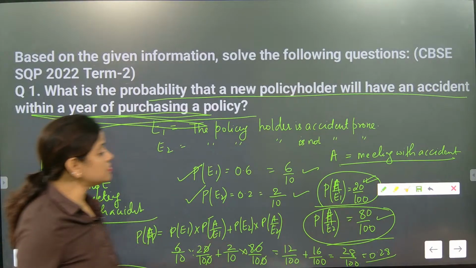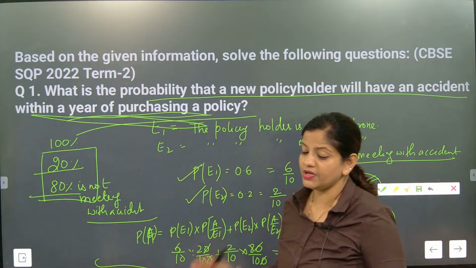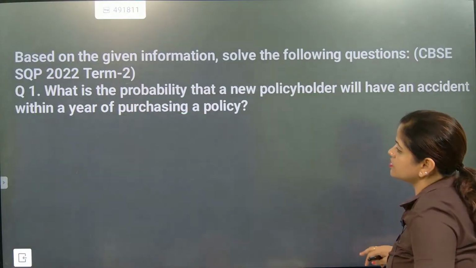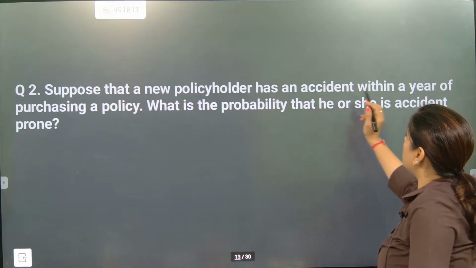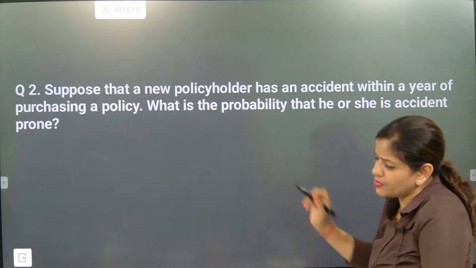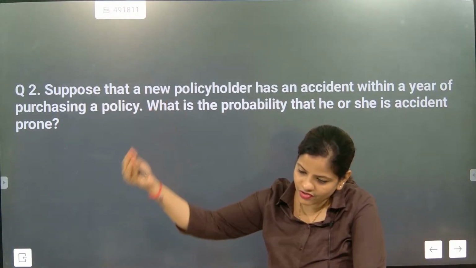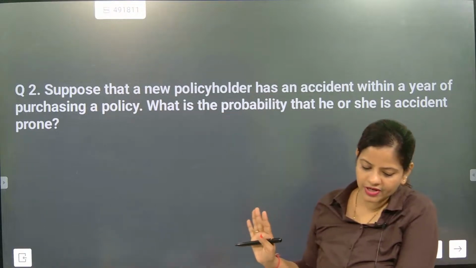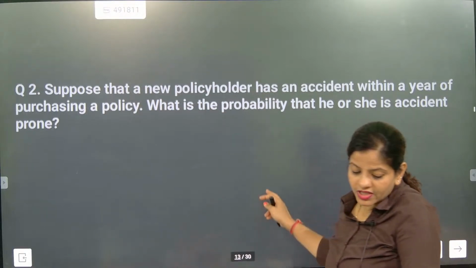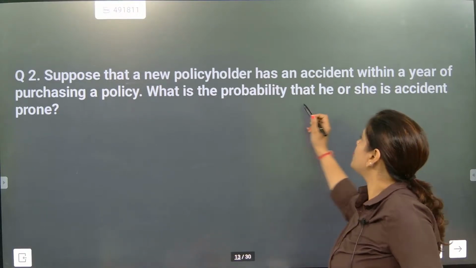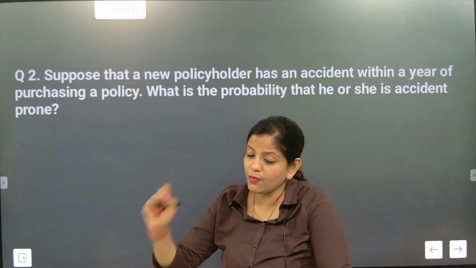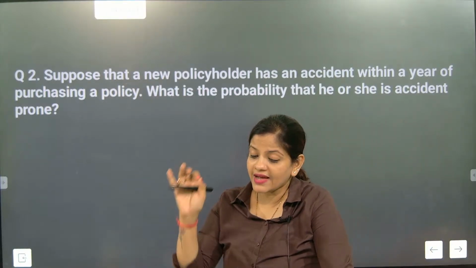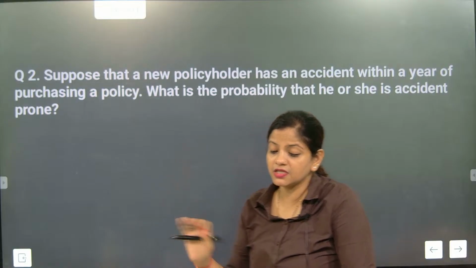Now the second part of the question they are asking. Please remember what they are telling. Suppose that a new policy holder has an accident within a year of purchasing a policy. Now within a year the accident happened. Suppose this, what is the probability that he or she is accident prone? This is a very important part, children. Remember, accident prone.